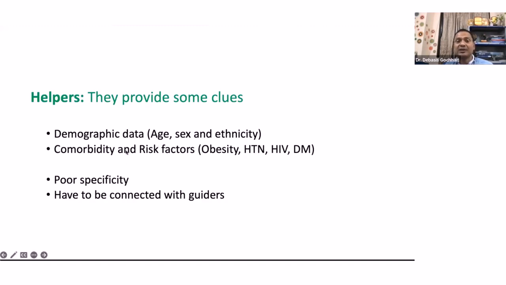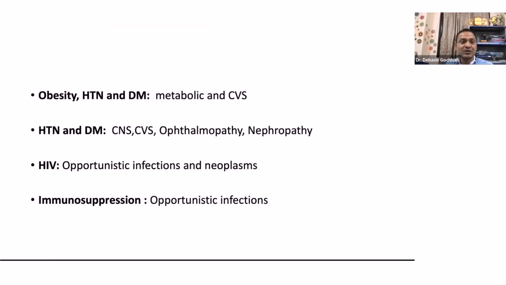So these comorbidities and risk factors, right? These helpers have very poor specificity. Now, if I tell you it's a 45-year-old lady, will you be able to make out? No. If I tell you she has a foul-smelling discharge only, will you be able to make out the disease? No. So these have poor specificity, and they have to be connected with the guiders as well as clinchers. So what are these helpers? Let's see.